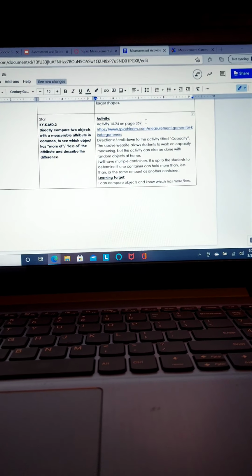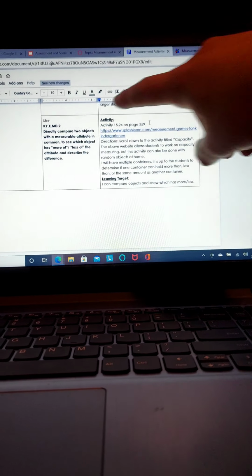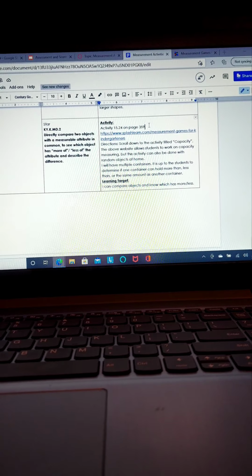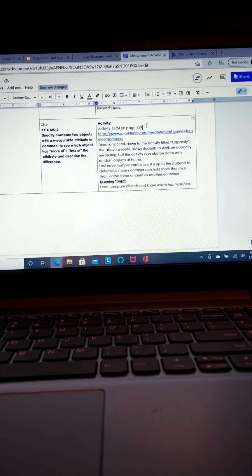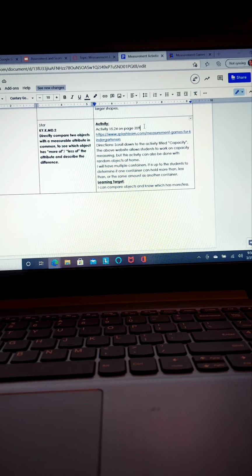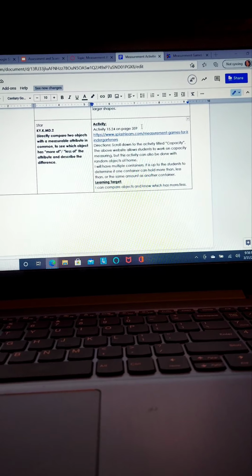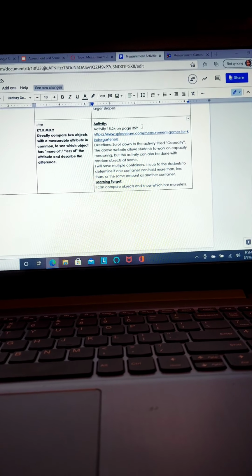and it is splashlearn.com. So over here I have the standard. The standard was KY.K.MD.2. And it says, directly compare two objects with a measurable attribute in common to see which object has more of, less of, the attribute, and describe the difference.